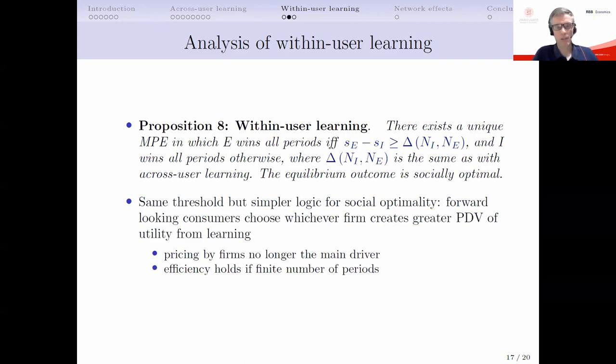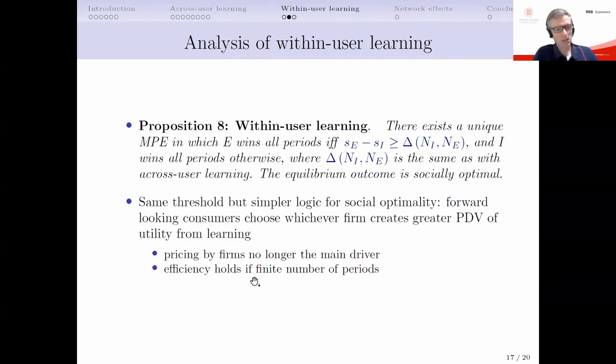And they can see through any subsidy, right? Any subsidy a firm may offer to entice them to buy now is going to be paid back in the future by higher prices, and that offsets. So consumers see through all of that and just think about which firm is creating the most utility through the learning, and that's the one they're going to pick, and that's of course the socially optimal one. You can see that because if you take away pricing in this model, the case with within user learning, just put prices to zero, we get exactly the same threshold. And that's not the case in pure cross user learning, because there, if you take away pricing, you're not going to get the efficient outcome.